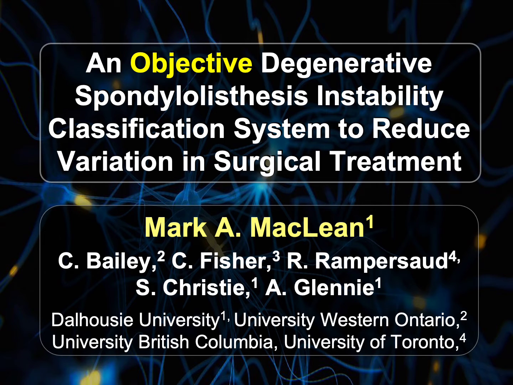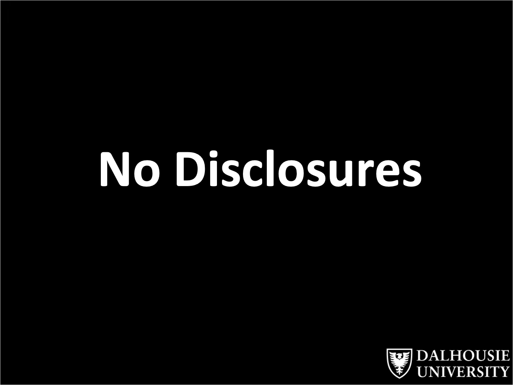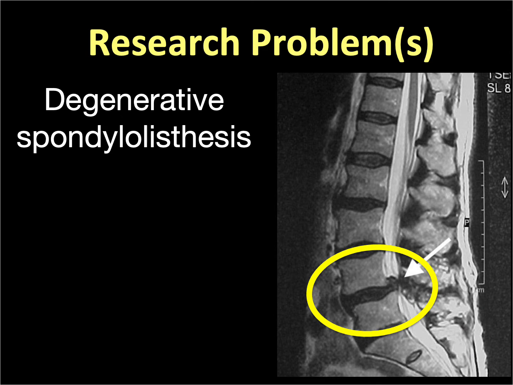Today I'll be talking about an objective degenerative spondylolisthesis instability classification system to reduce variation in surgical treatment, presenting on behalf of the authors listed here from various Canadian institutions. We have no disclosures. This is a talk about degenerative lumbar spondylolisthesis, or the forward slippage of one vertebrae on another. This talk pertains to instability and how surgeons define whether spondylolisthesis is stable or unstable.